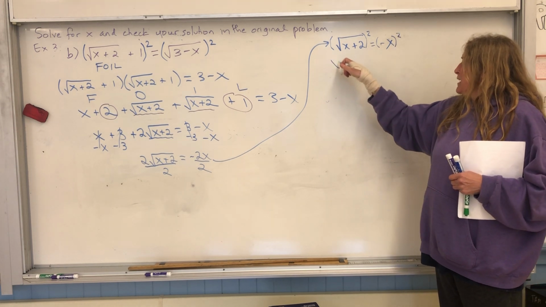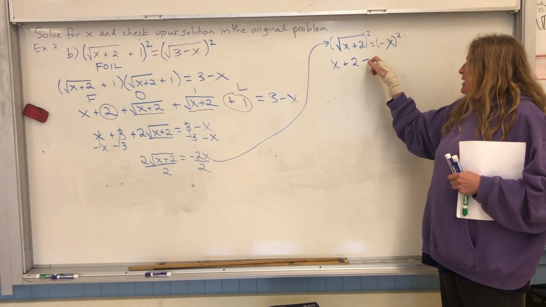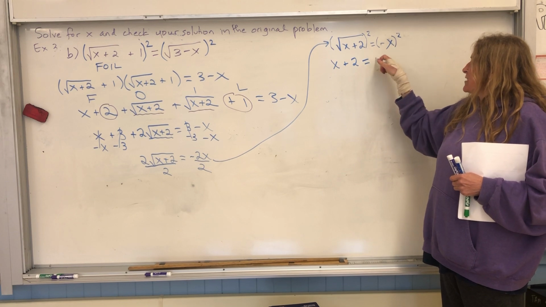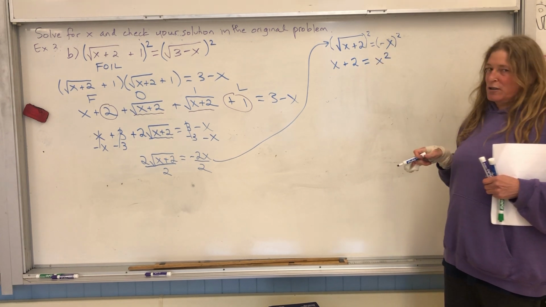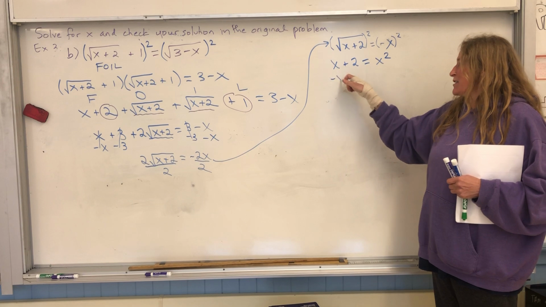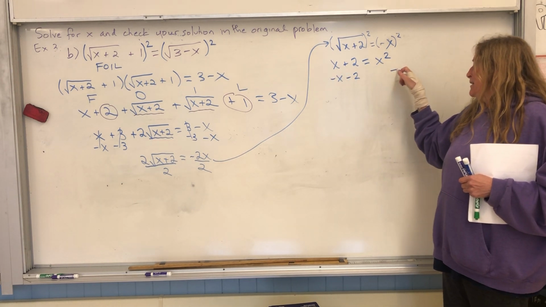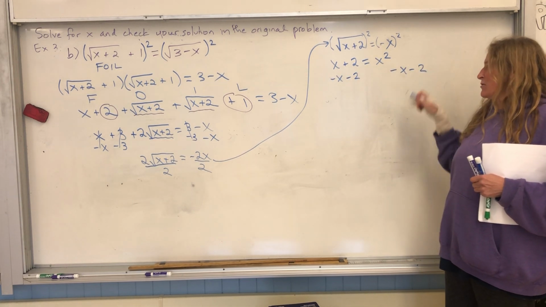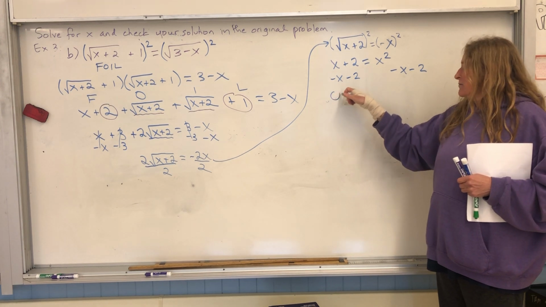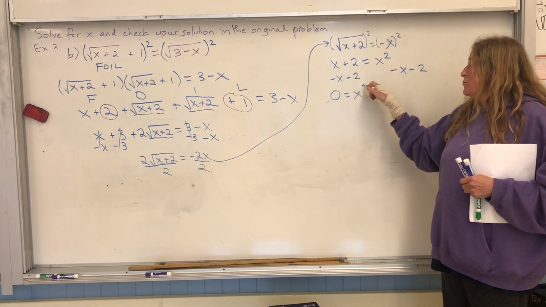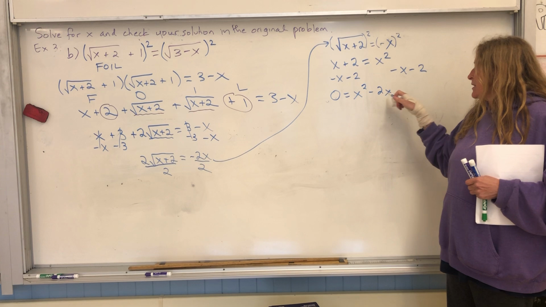And that gets me x plus 2 equals, well, negative x squared becomes positive x squared. So we already just messed with a sign here. So I can tell I'm probably going to get one of my answers that is not going to work. But the mystery is which answer is not going to work.